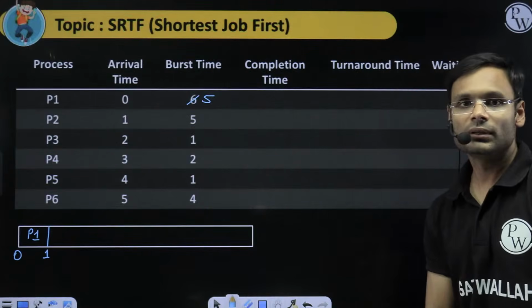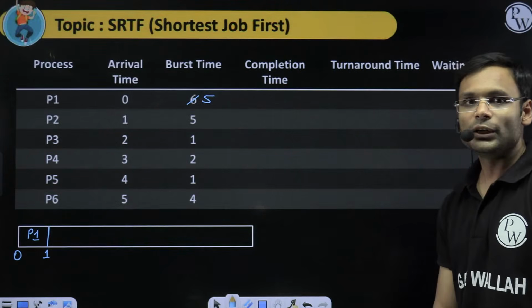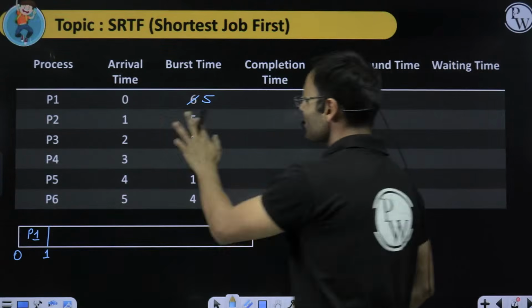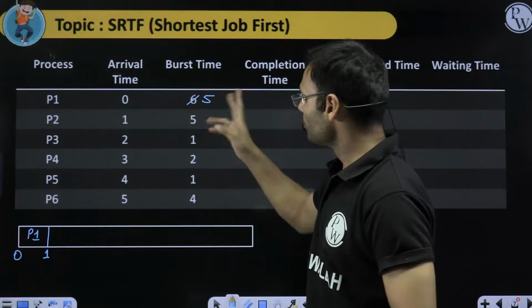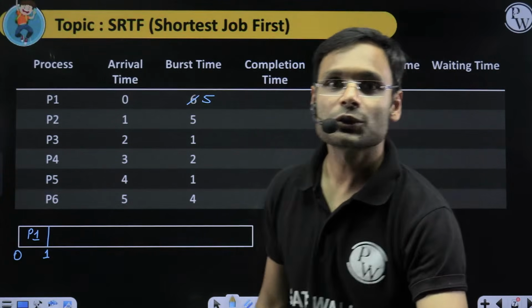Always remember this remaining time you need to check. Remaining time of P1 is 5. P2 arrives, its remaining time is also 5. Now both processes are equal burst time. Which process to run?